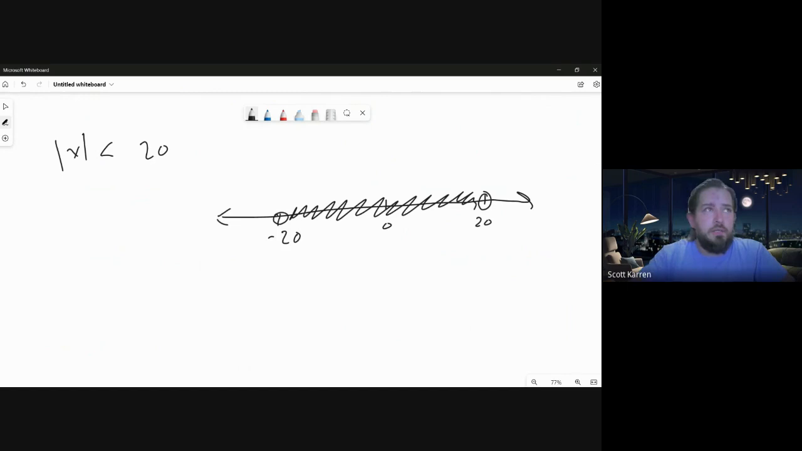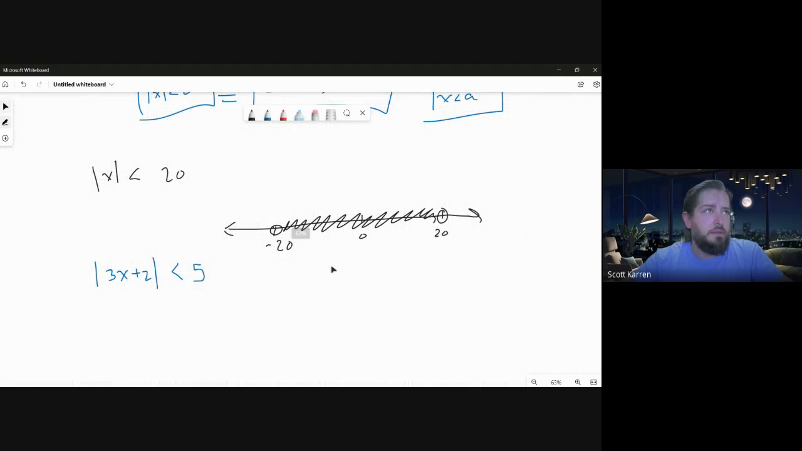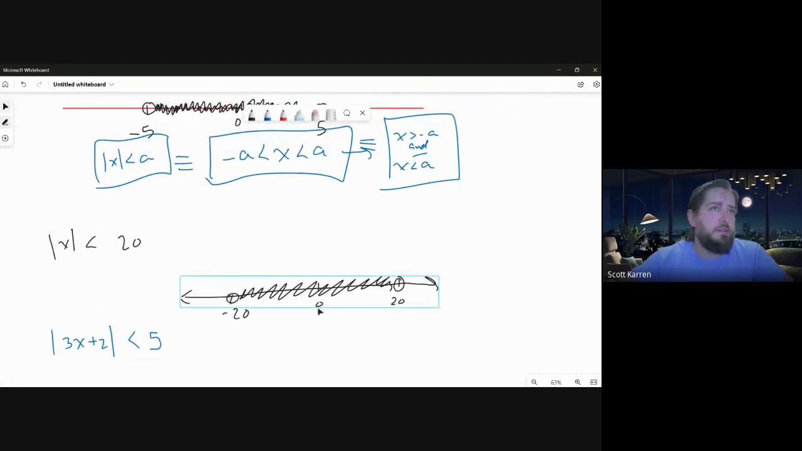What we might see, though, more often than just saying the absolute value of x is less than some number, is the absolute value of some expression. So let's say the absolute value of 3x plus 2 is less than 5. In this case, I'll favor this double expression, right? Break it completely up.